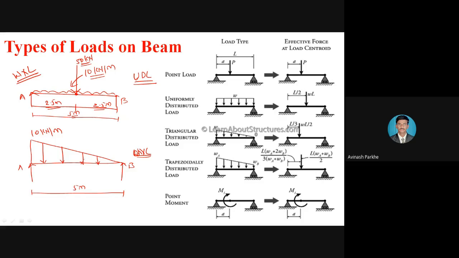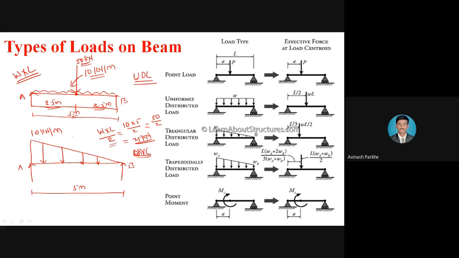But in case of a UVL, what is the formula for the UVL? W into length divided by 2. So what is the value of W? 10. What is the length? 5 divided by 2. So 50 divided by 2 means you will get the magnitude 25 kilonewton. UDL मध्ये आपण UDL चा पॉइंट लोड कन्वर्ट करून किती आला आपल्याला, 50 kilonewton. But in case of a UVL, if I am converting that particular UVL into the point load, you will get the magnitude as 25 because we are having the formula W into L divided by 2.